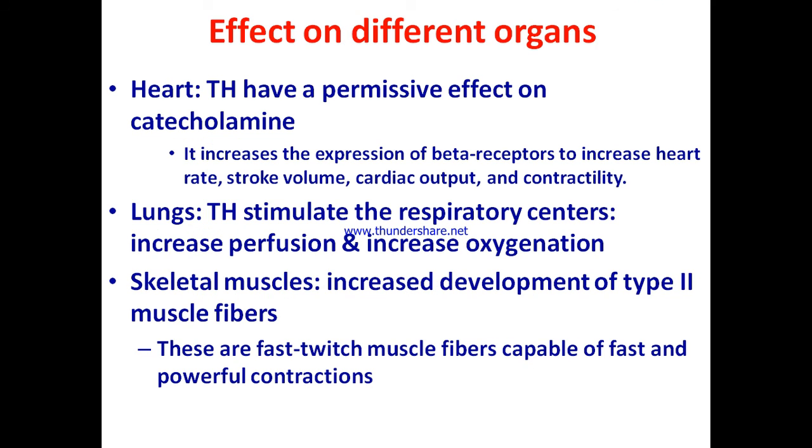Effect on different organs. Heart. Thyroid hormone has a permissive effect on catecholamines. Only in the presence of thyroid hormone do catecholamines exert their full effect. It increases the expression of beta receptors to increase heart rate, stroke volume, cardiac output, and contractility. Lungs. Thyroid hormones stimulate the respiratory centers and increase perfusion and oxygenation. Skeletal muscles. Increased development of type 2 muscle fibers. These muscle fibers are fast twitch muscle fibers capable of fast and powerful contractions.